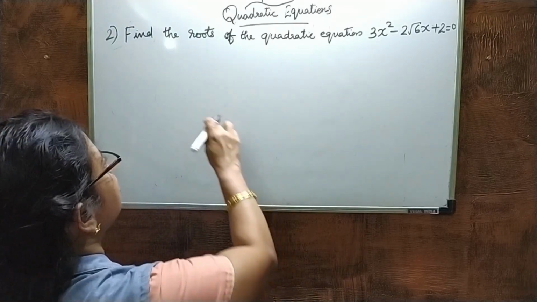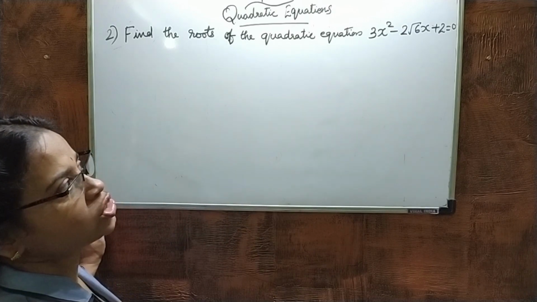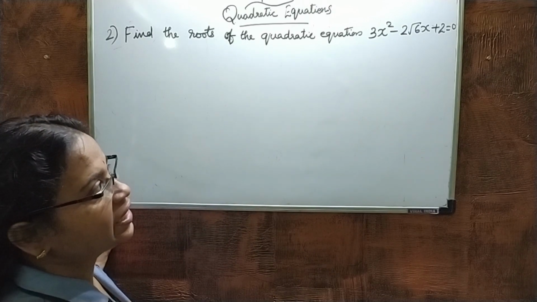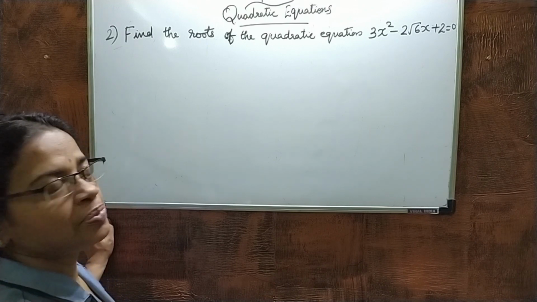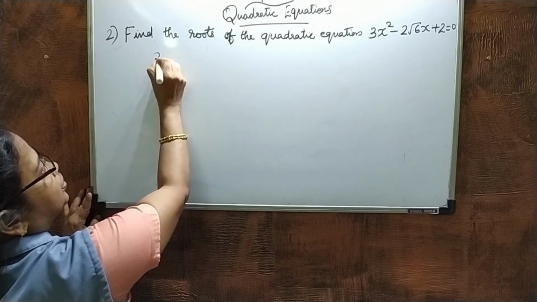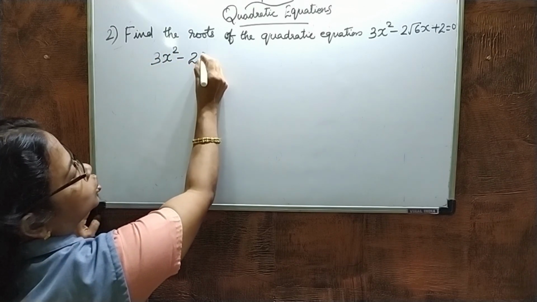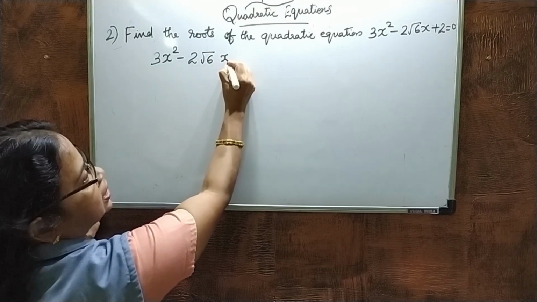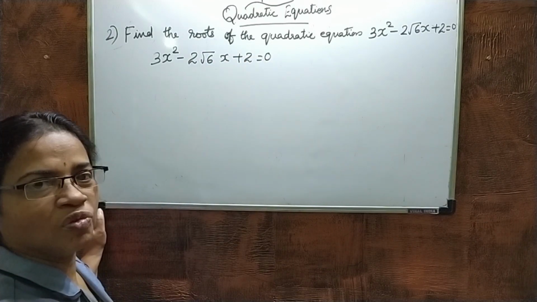Okay, this is the question now. Find the roots of the quadratic equation 3x square minus 2 root 6x plus 2 equal to 0. So what is the first step? Write the question itself: 3x square minus 2 root 6x plus 2 equal to 0. What is the next step then?